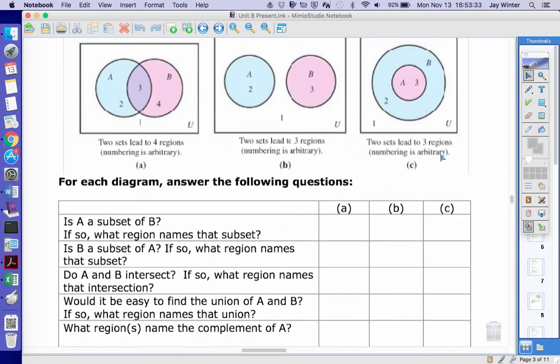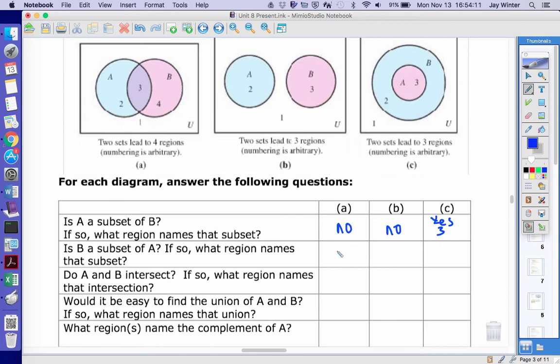So let's go through some of the questions that we have here. Is A a subset of B? I'd have to say that no, A is not a subset of B here in the first diagram, A. See, these A, B, and C refer to these three pictures. A is not a subset of B in figure B there either, but A definitely is a subset of B in figure C here, and region number 3 names that subset.